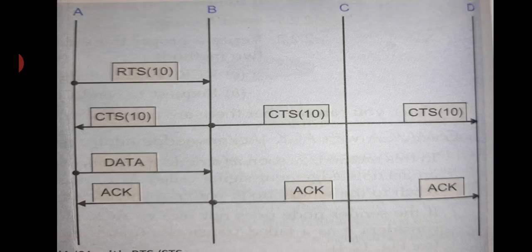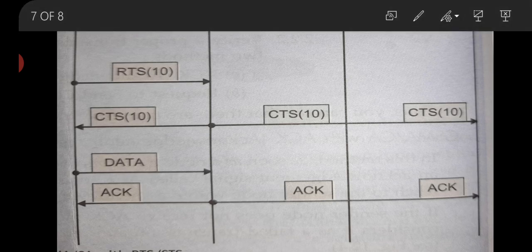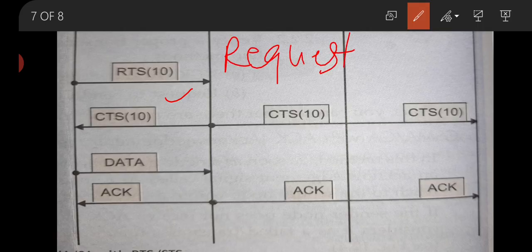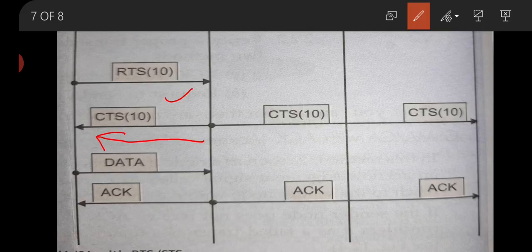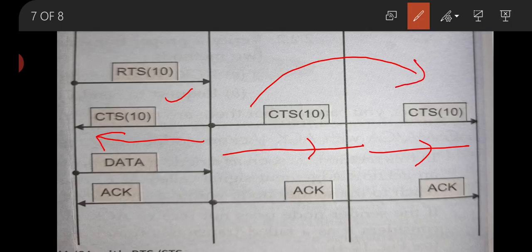So see this with the help of a figure. Here you can see that A, B, C, D, there are 4 nodes. Now A and B are going to communicate. So A sends RTS, request to send, and CTS means clear to send. If the channel is free, A sends a request to send for 10 microseconds to B. Now B is sending CTS to A, and also B is sending CTS to C and D, because B is requesting C and D not to communicate on this channel for 10 microseconds.